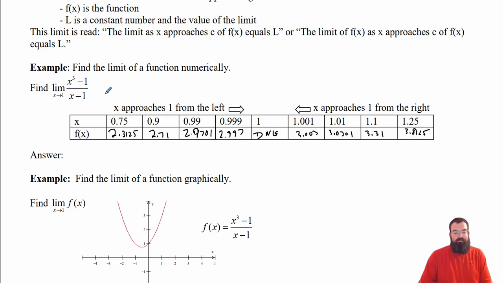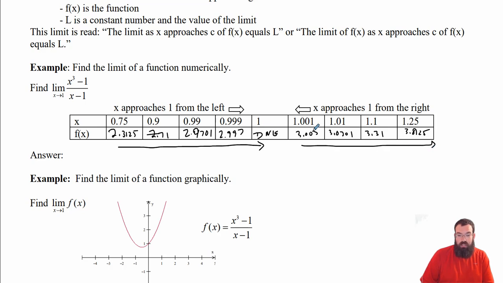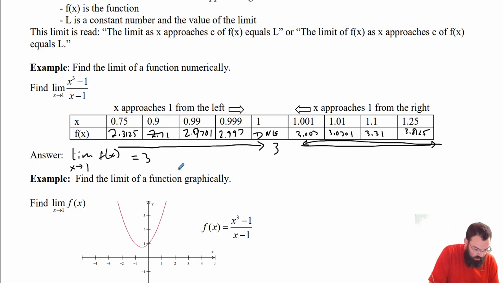We can see that the limit is going up and up and up, but it's condensing to one number. So it's coming down to one number, it's going up to one number, and it's probably going to arrive at 3. If I look at 2.997 to 3.003, that's going to arrive at 3. So the limit as x approaches 1 of f of x, and you can write the function there if you want to, is equal to 3. Okay, we can definitely see that there.